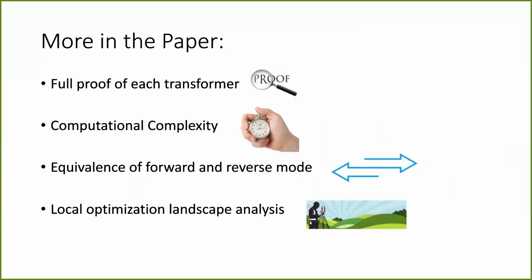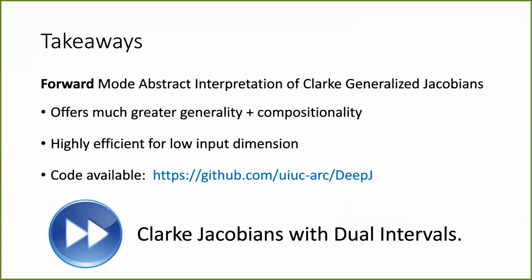For those interested, the paper contains a deeper discussion of the following topics, such as the full proofs, as well as additional experimental results. To summarize, forward mode abstract interpretation of the Clarke Jacobian with dual intervals gives us much greater generality and compositionality for tackling new problems, and is still quite fast, since we fast forward the computation of Clarke Jacobians with dual intervals.